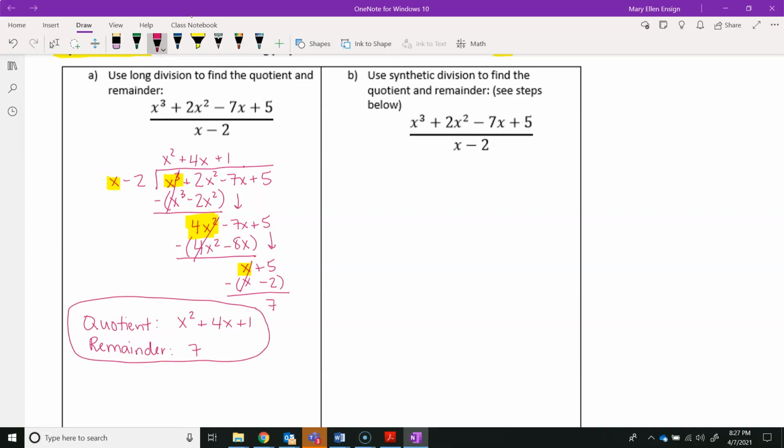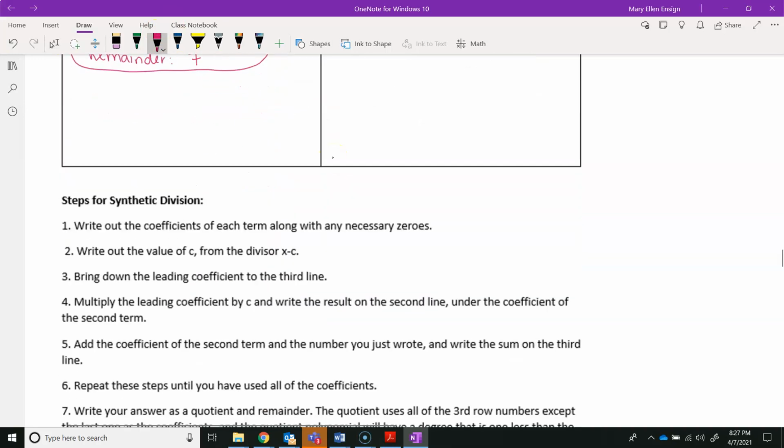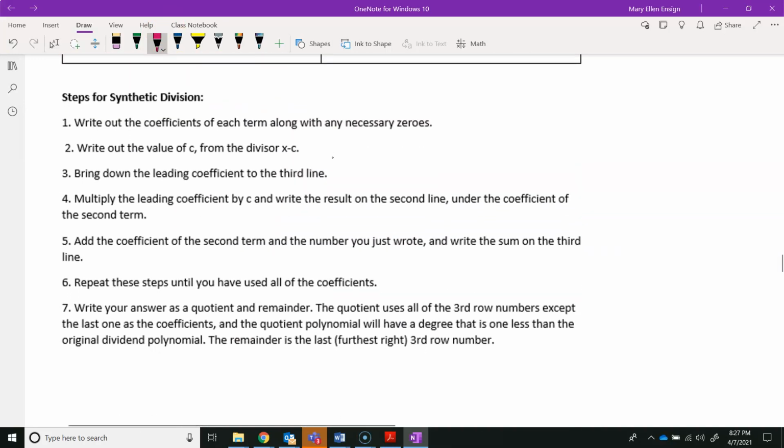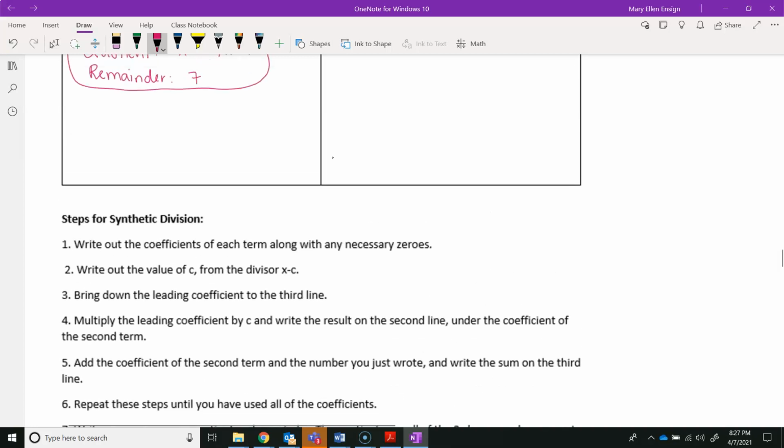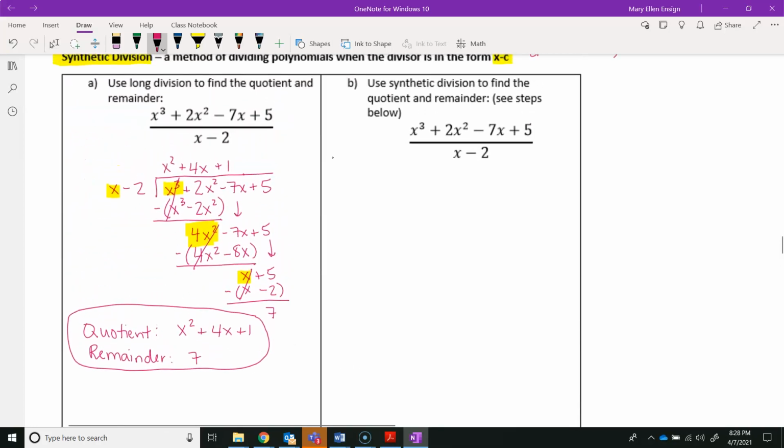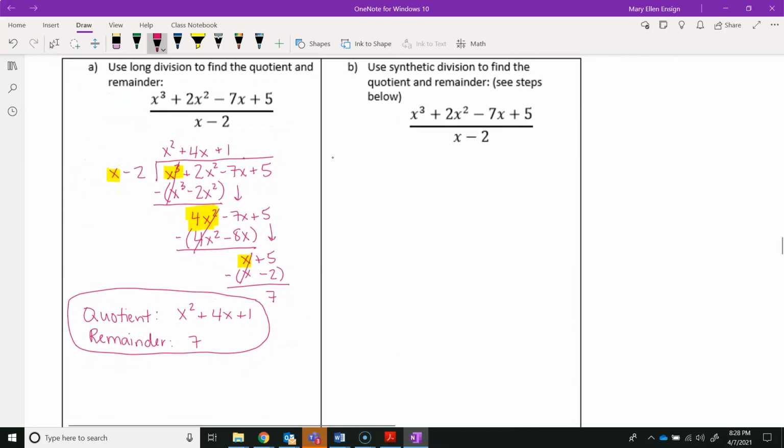Okay, so we know that's one method to do it. That's our long division. We are going to now use our synthetic division, and the steps are written out below here. It's very wordy, so we're going to go through it first as an example and then look at the steps.